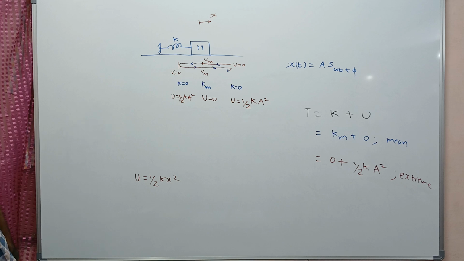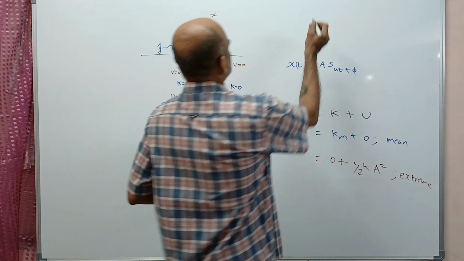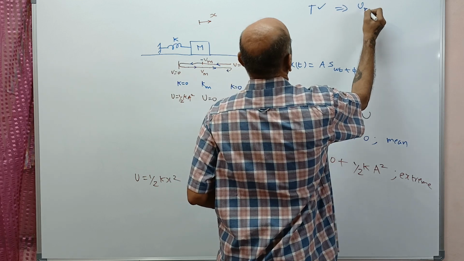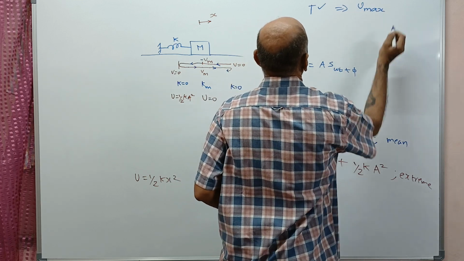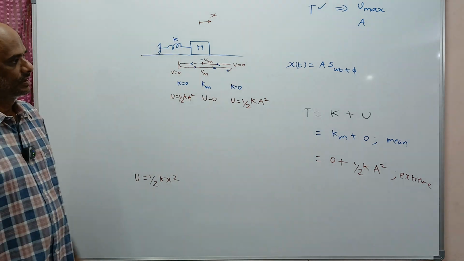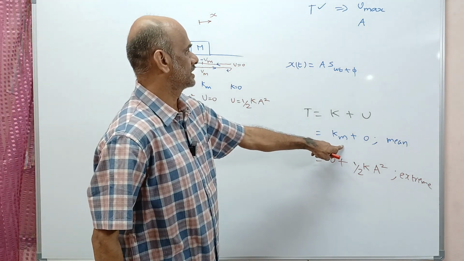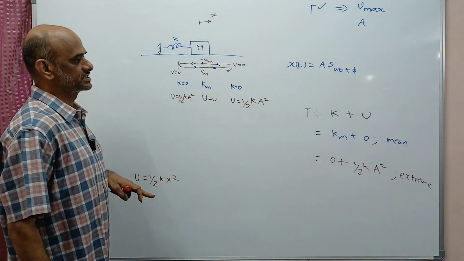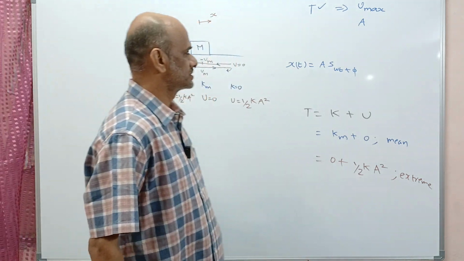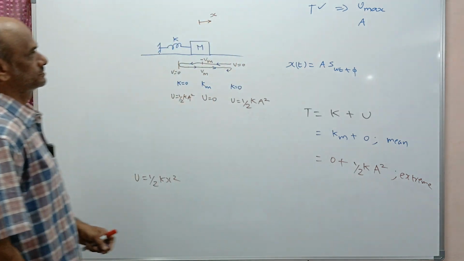So one thing to notice is, if total energy is known, then I can find the maximum velocity of the motion and also the amplitude of the motion. This is known, it's half m v square. M and k are known because the system is known. So Vmax is known. From here I can get the amplitude of the motion because the spring constant is known.